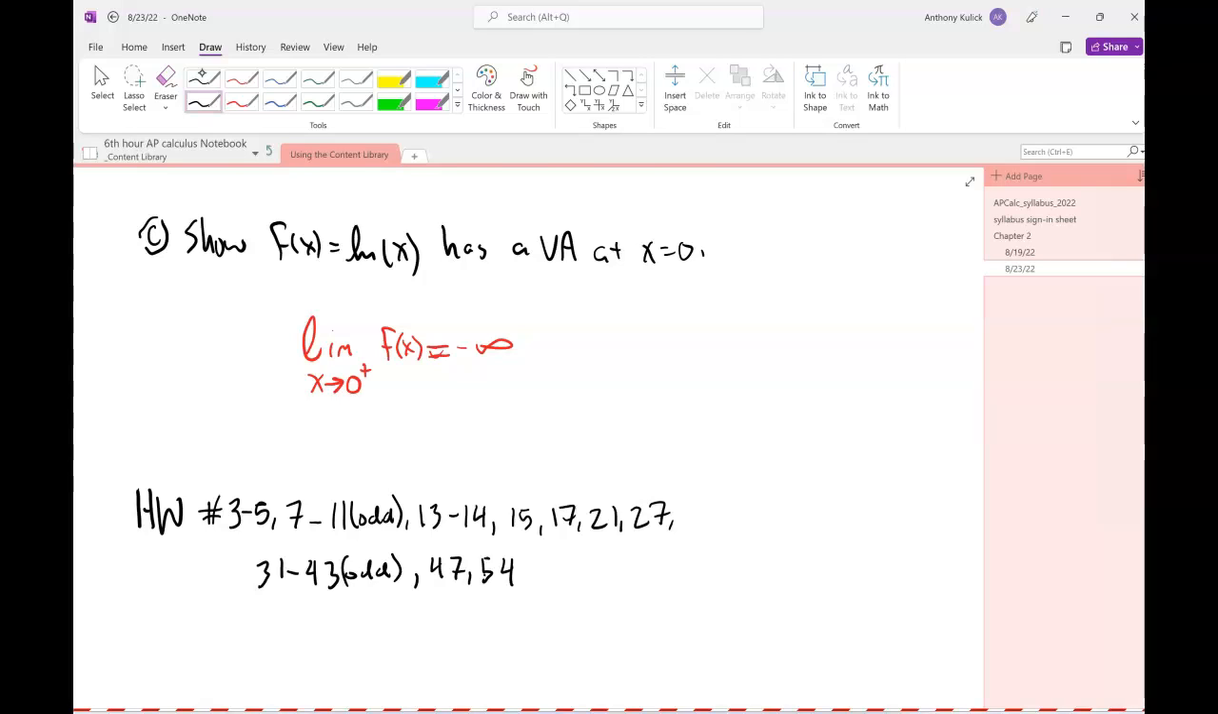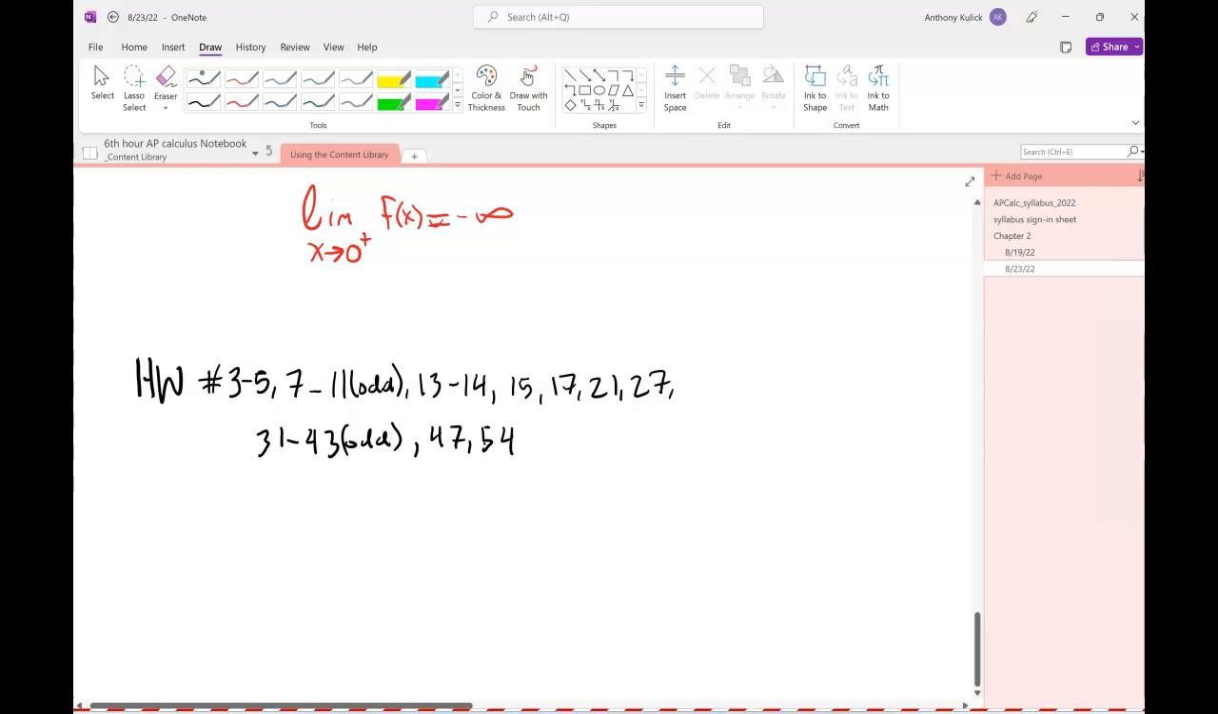Let's start 2.3. We're not going to finish this today, but we can start it. So up to this point, the only ways we've had to evaluate limits are with a graph and with a table, right? There is a third way we can evaluate limits, and that's purely algebraically, which is something that you will have to be able to do for the AP exam.